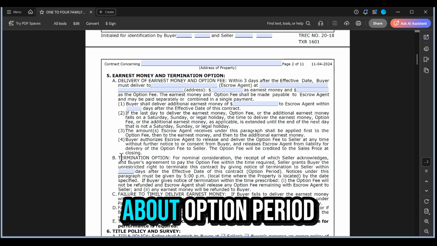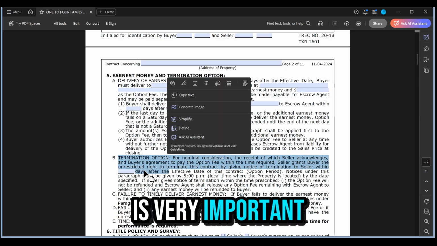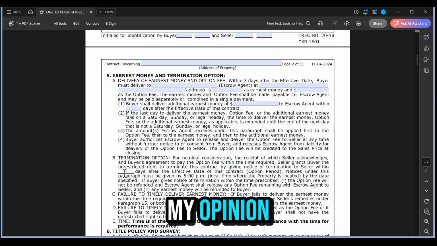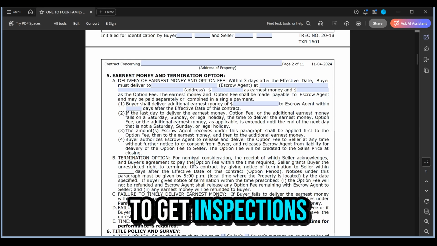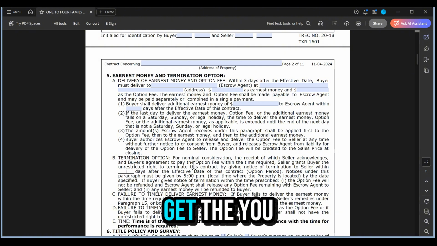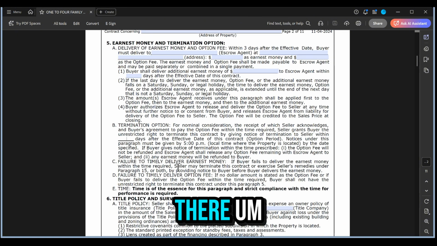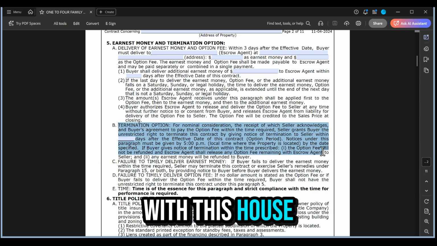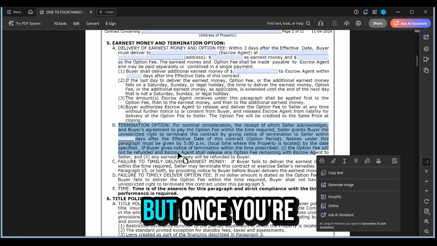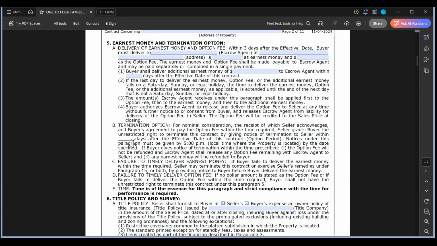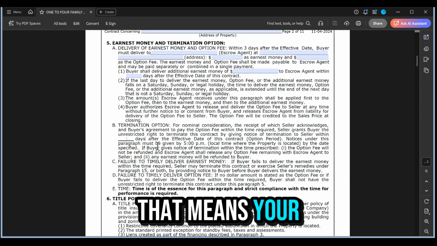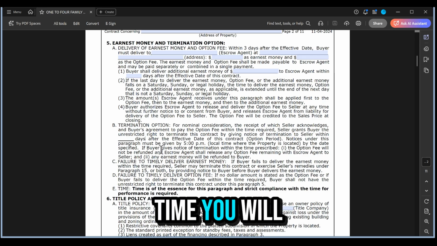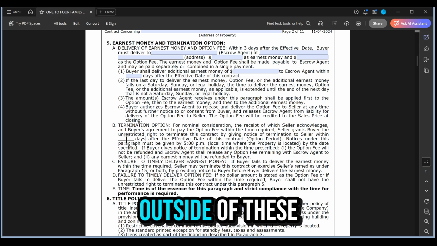Termination option. This is what I was talking about, the option period. Right here is very important. In my opinion, 10 days is good for you to get inspections done, run through the house, and try to get your survey in there. This is a time for you to really decide if you want to move forward with this house. Maybe you're negotiating on another property, but once you're outside of this date, then you are going hard. That means your earnest money is now at risk. Most of the time, you will lose your earnest money if you go outside of these days.